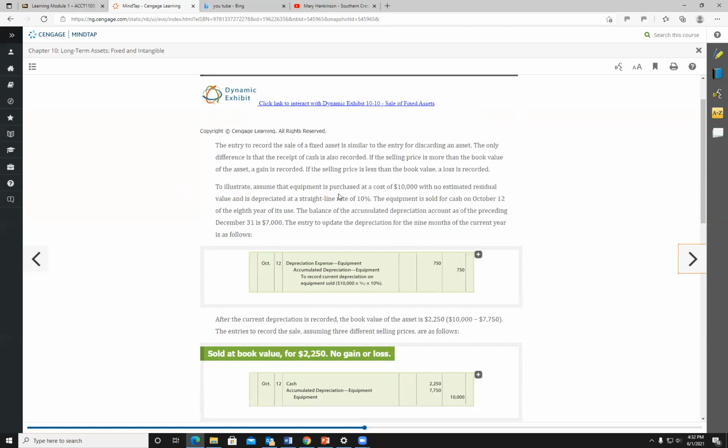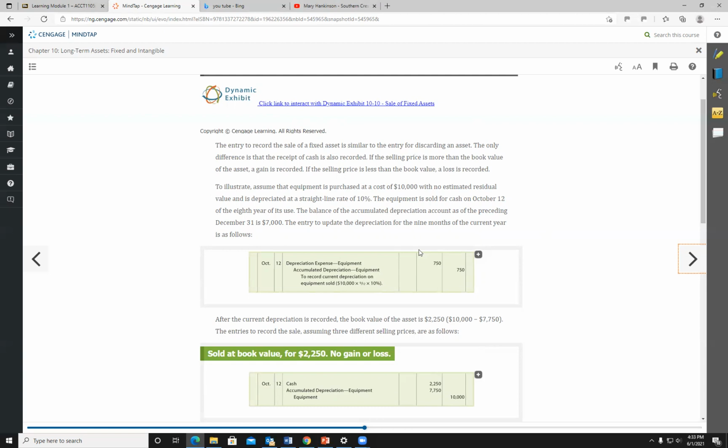Assume the equipment is purchased at a cost of $10,000 with no estimated residual value, and it is depreciated at a straight line rate of 10%. Okay, so the equipment is sold for cash on October of the 8th year of its use. All right, so the balance of the accumulated depreciation account as of the preceding December 31st is $7,000. So the entry to update the depreciation for the 9 months of the current year is as follows.